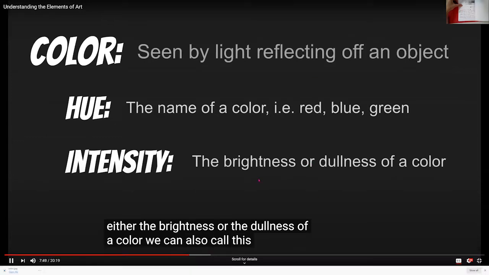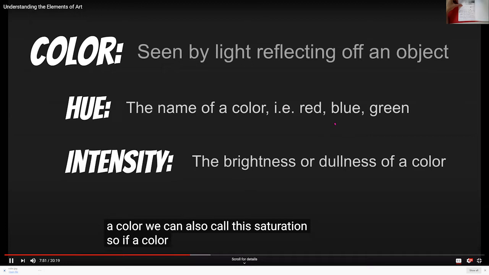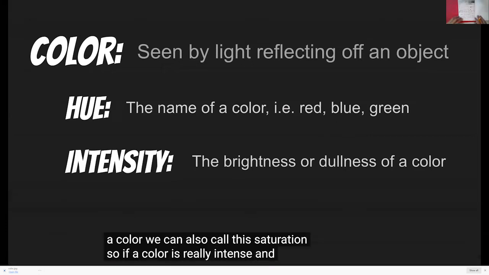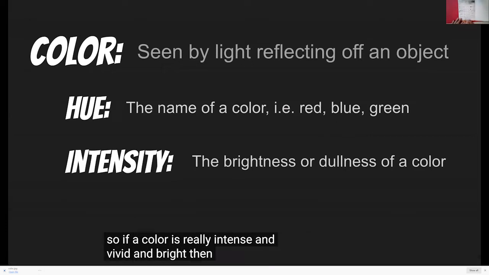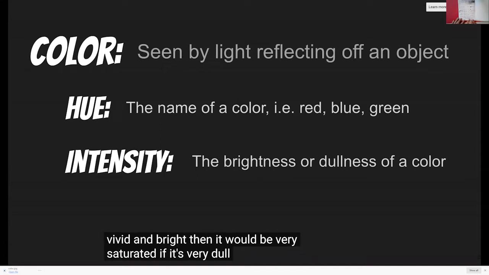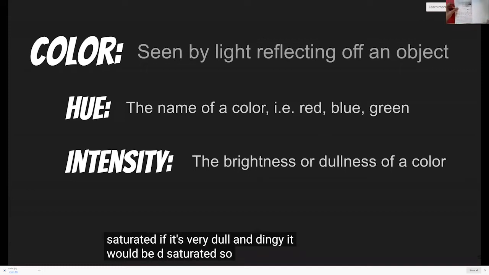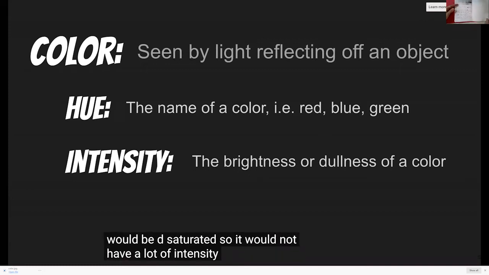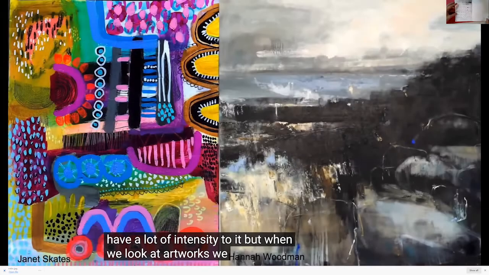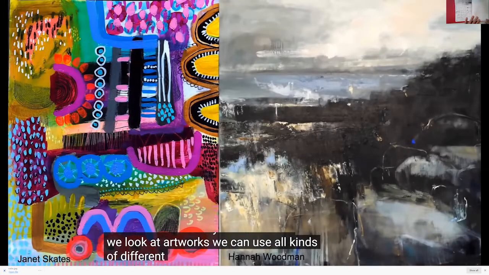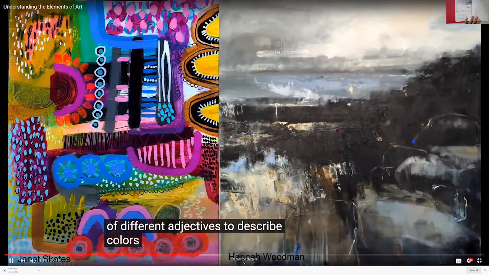We can also call this saturation. So if a color is really intense and vivid and bright, then it would be very saturated. If it's very dull and dingy, it would be desaturated, so it would not have a lot of intensity to it. But when we look at artworks, we can use all kinds of different adjectives to describe colors.